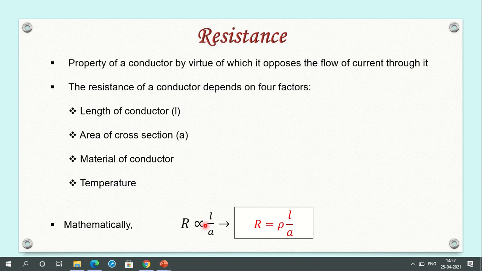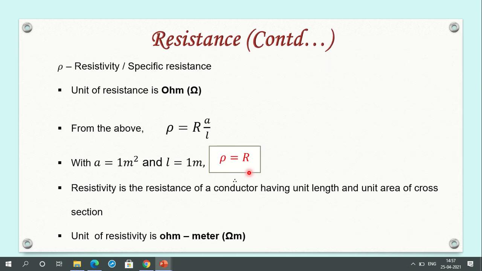This proportionality can be replaced by a constant rho. So the equation becomes R is equal to rho into L divided by A. This is the equation for resistance. And this proportionality constant rho is known as resistivity or specific resistance of the conductor.